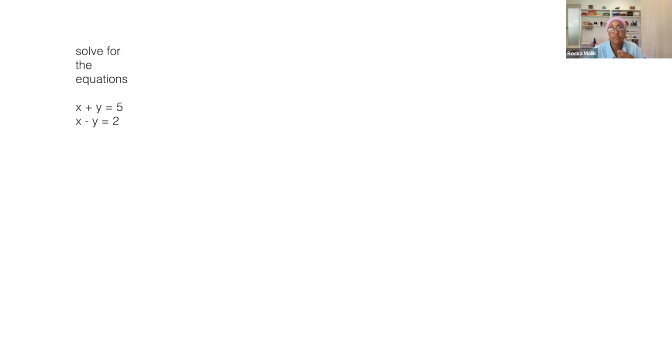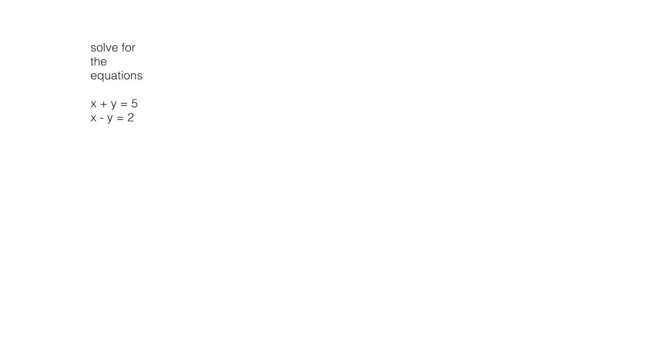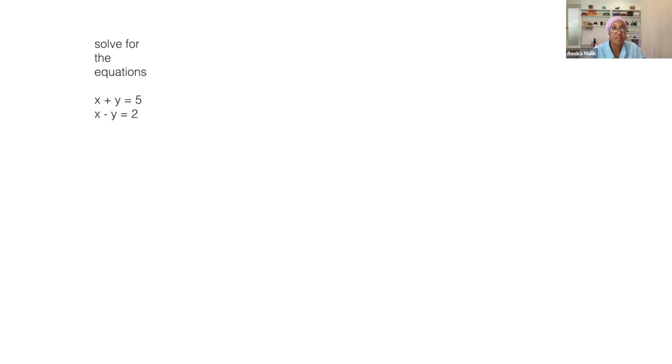Well, let's solve these two. x plus y equals 5 and x minus y equals 2. Do I need to do anything to get rid of, well, which do you want to get rid of, x's or y's? We'll get rid of the y's because it's already kind of done for us. One is already positive, one's already negative. So I'll just add these together.